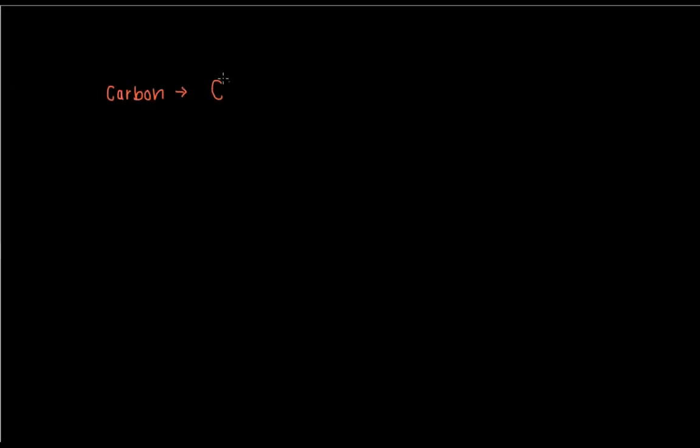Carbon. Carbon's atomic symbol is C. At the top, we write the mass number. So this is the mass number. And then on the bottom, we write the number of protons there are. And for carbon, there are 6. So this is the number of protons, or if you remember, this is also called the atomic number.